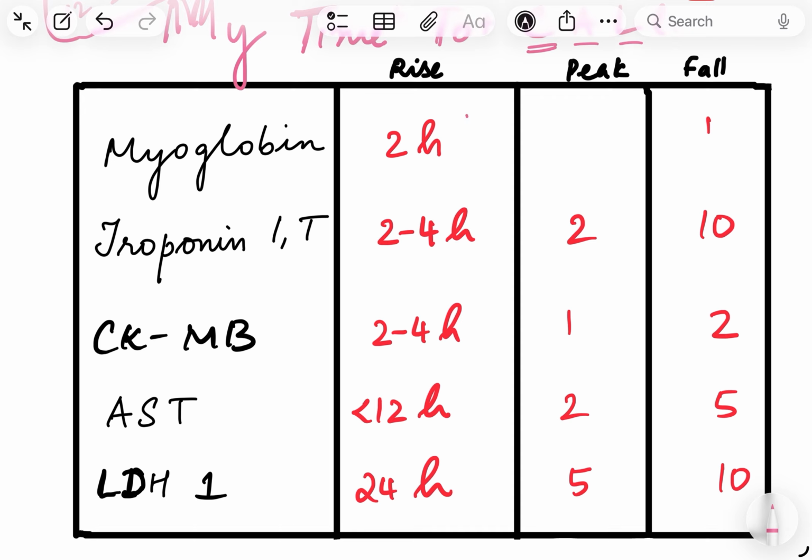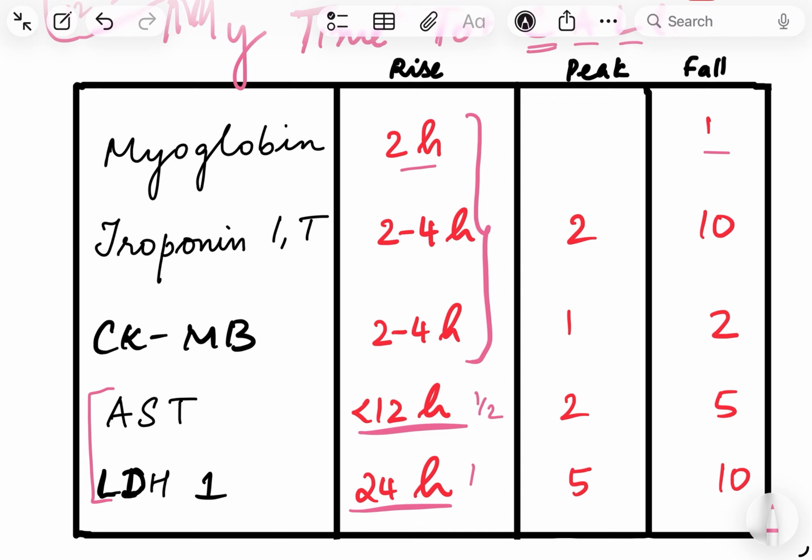The rising time for the first three would be 2 to 4 hours. Myoglobin rises earlier and falls earlier, so it's going to rise in 2 hours and fall within 1 hour. The last two enzymes, AST and LDH, for this remember 12 hours and 24 hours. That is half a day and 1 day. I'd suggest you remember it as 12 and 24 itself.